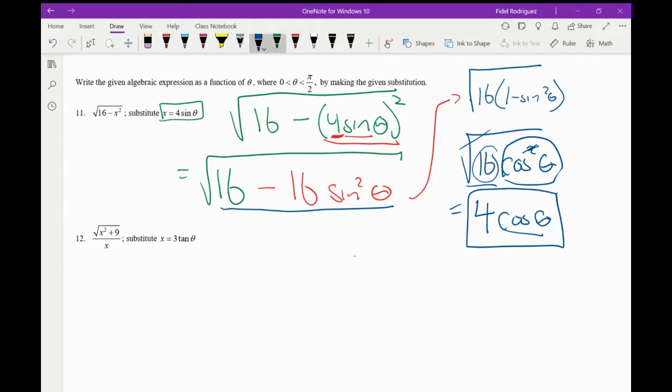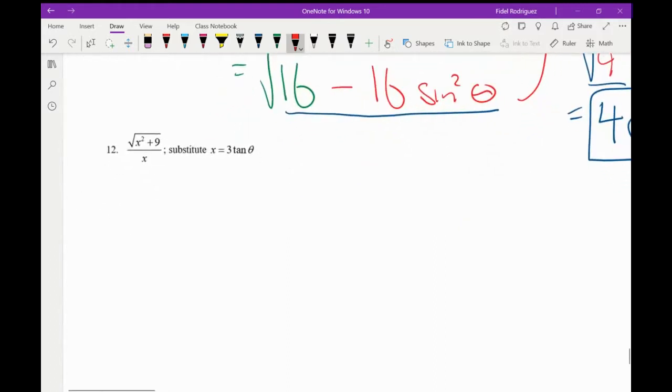I'm thinking of this 16, if you want to, you don't have to, but I'm thinking of that 16 almost like a 4 squared, right? So that square root and that square are canceling. But I can't cancel when they're being added or subtracted. I can't cancel individual terms. Good question, though.